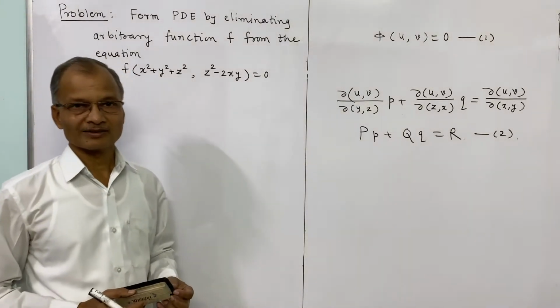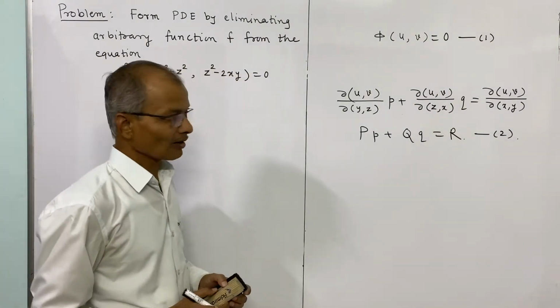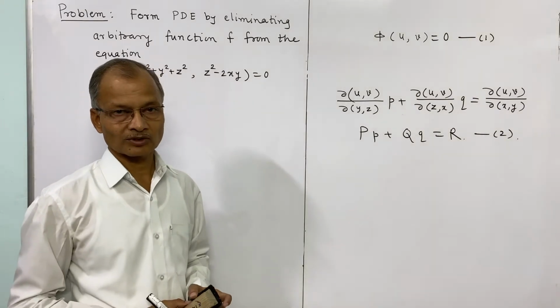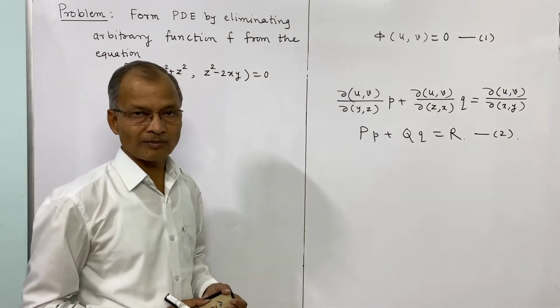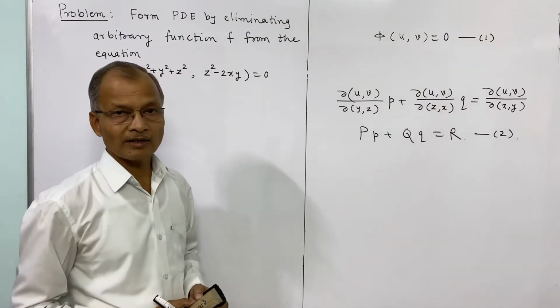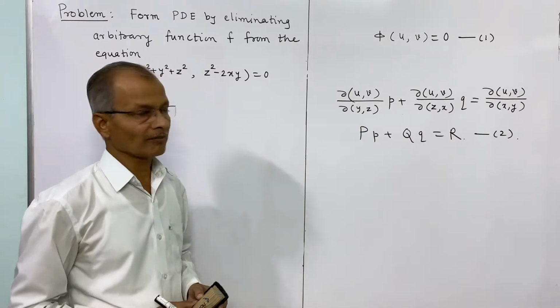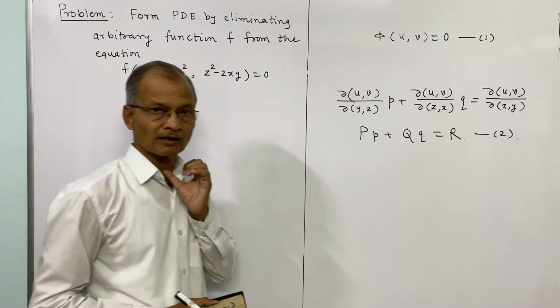Dear student friends, we are studying partial differential equations, and last time we studied how to form a partial differential equation from a given relation in two ways. First, eliminating arbitrary constants a and b, and then eliminating an arbitrary function from a given relation. That is how to form the partial differential equation that we studied in the last lecture.